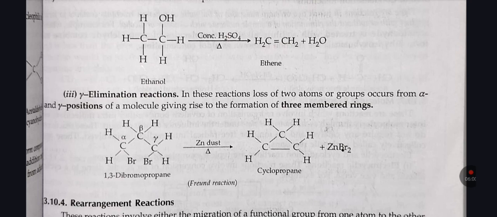Gamma elimination reaction. In this reaction, loss of two atoms or groups occurs from the alpha and gamma positions of a molecule, giving rise to the formation of a three-membered ring. 1,3-dibromopropane in the presence of Zn dust and heat will give cyclopropane plus ZnBr2, which is a Freund reaction.